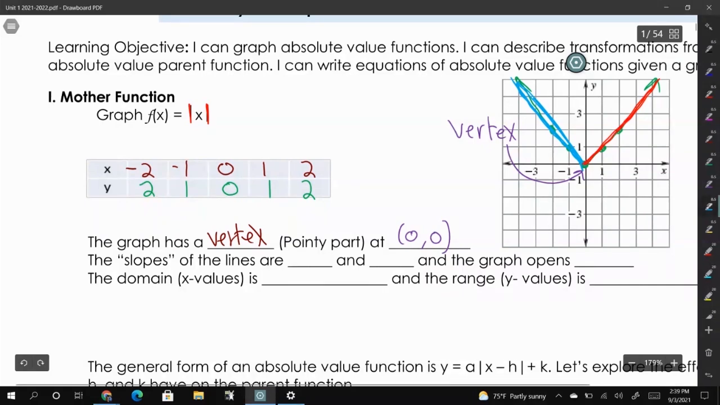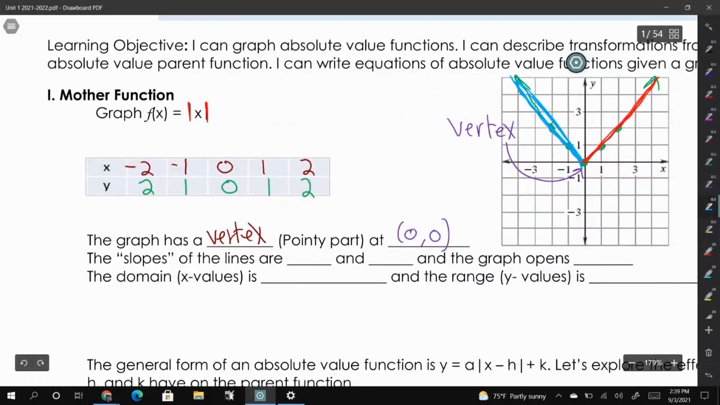So the slope of the light blue line, if you're going from left to right, we're going down 1, right 1, down 1, right 1. That gives us a slope of -1 over 1, or just -1. Looking at the red part of this, our slope going from left to right is up 1, right 1, up 1, right 1. So +1 over 1, or just 1. So you notice that for an absolute value function, when we look at the two parts of the V, one has a negative slope, one has a positive slope. And the graph in this case opens upwards.